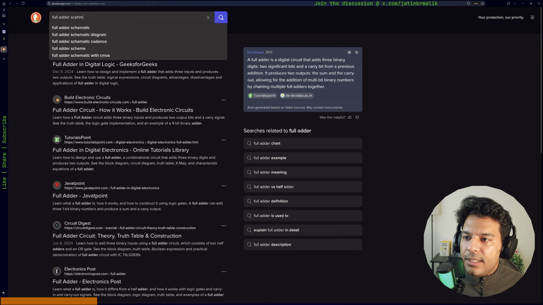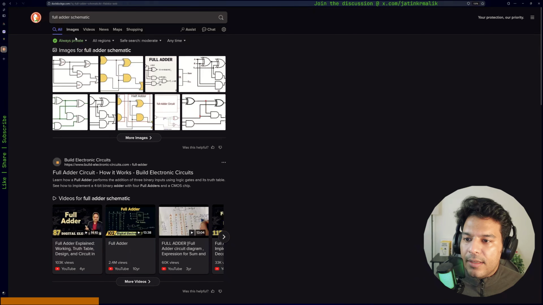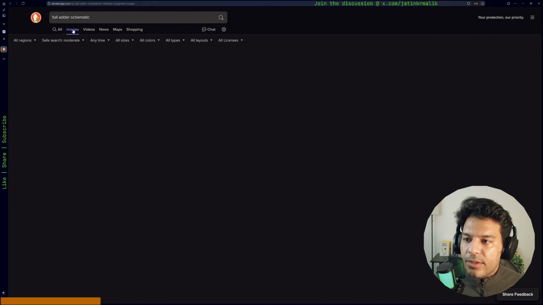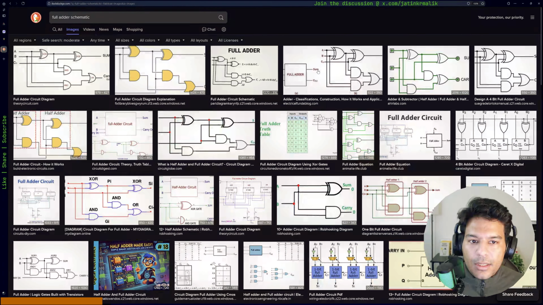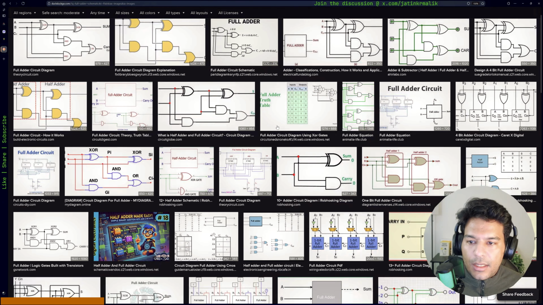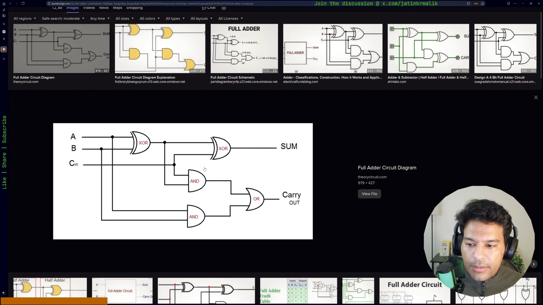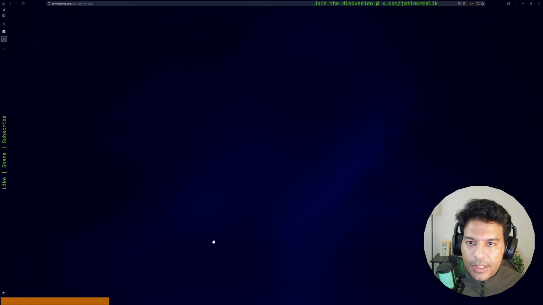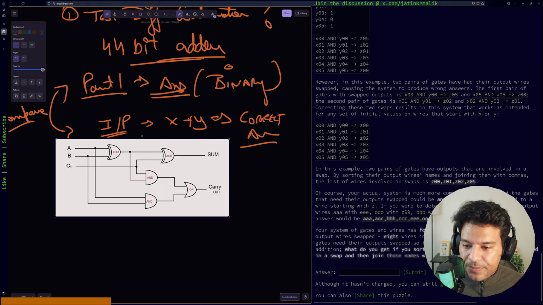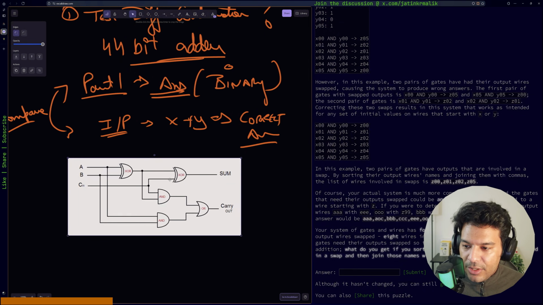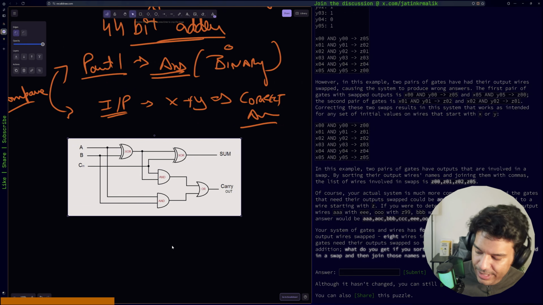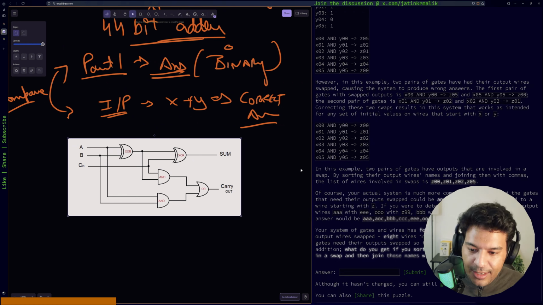So, full adder schematic. Let's go to images. Which one should I pick? I think this one looks fairly simple. If I copy this image and get it back in our whiteboard, you can see this is how a full 2-bit full adder looks.